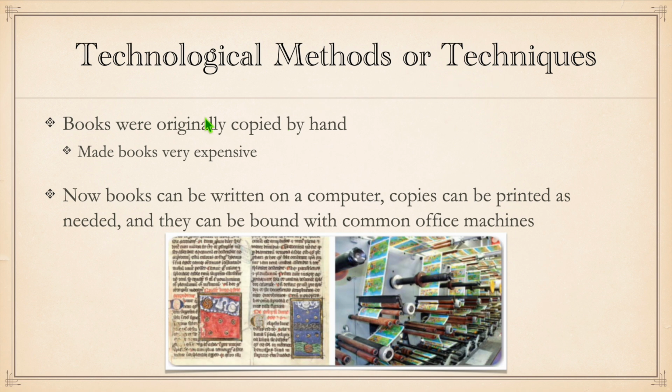Technological methods or techniques. Books were originally copied by hand, which made them very expensive. If you wanted a copy of a book, you had to find somebody that would sit down and copy the book word for word by hand. Now, books can be written on a computer, and copies can be printed as needed. They can be bound with common office machines, or if you're producing a whole bunch of one book, you can send it to a printer and they can run it through a printing press and print thousands of pages per day. You can put together a lot of books very quickly.